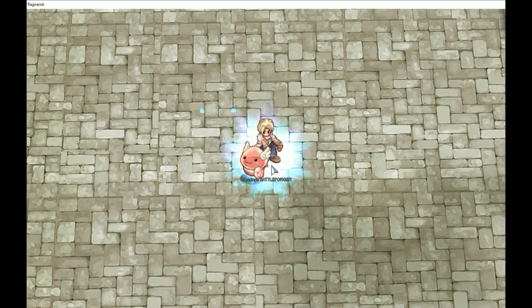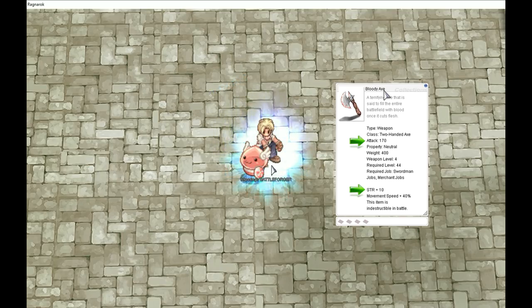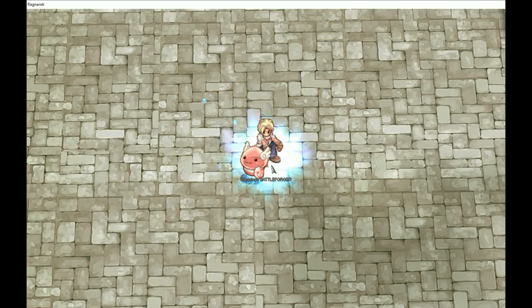Today in Kafra Encyclopedia, we'll talk about bloody axes. As you may know, bloody axes don't just grant high damage, but high movement speed as well.